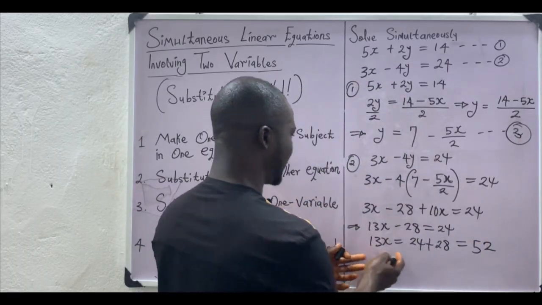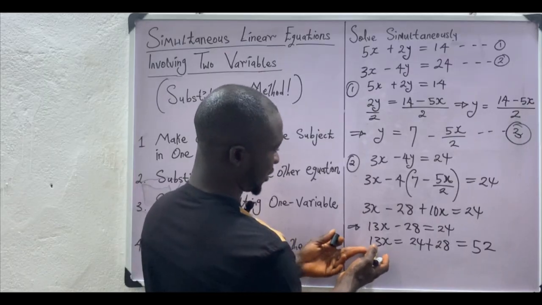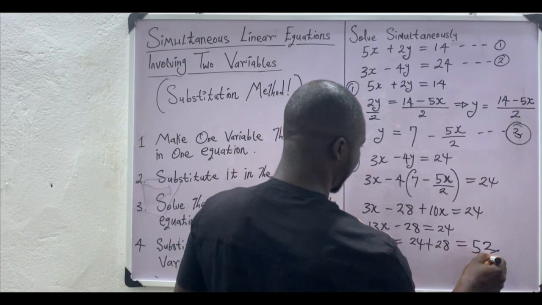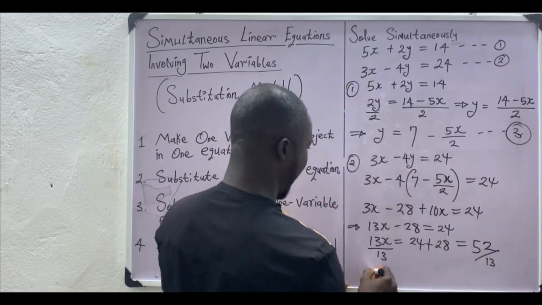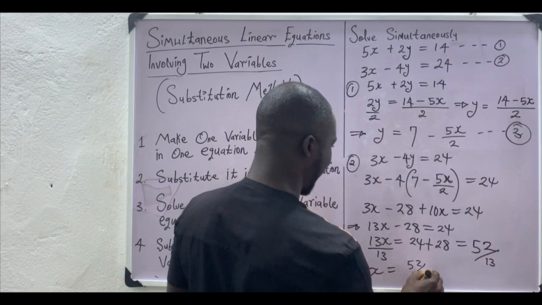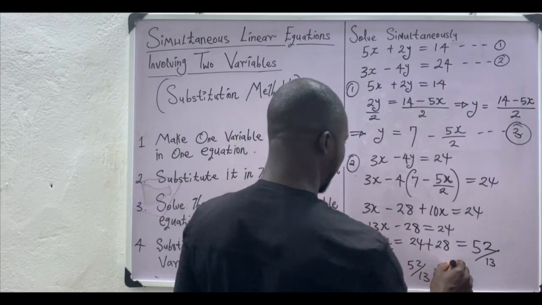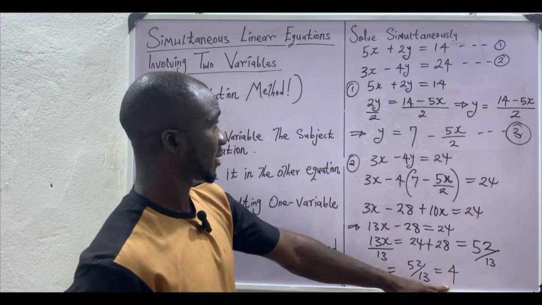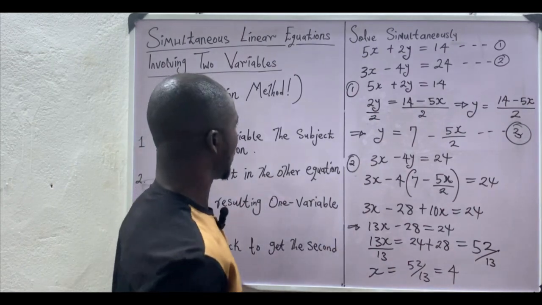Then if I divide both sides by the coefficient of x here, I'll have that my x is exactly 52 divided by 13, and this is exactly 4. So we have obtained our value of x to be equal to 4.